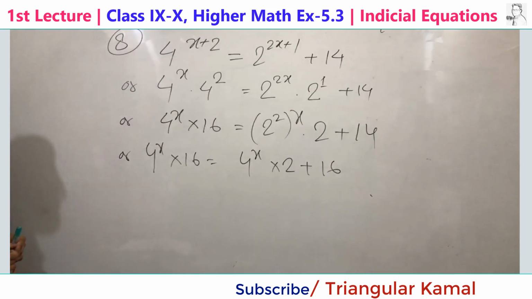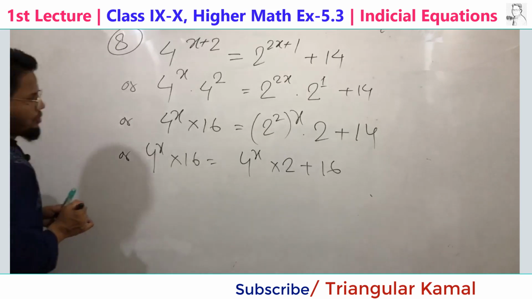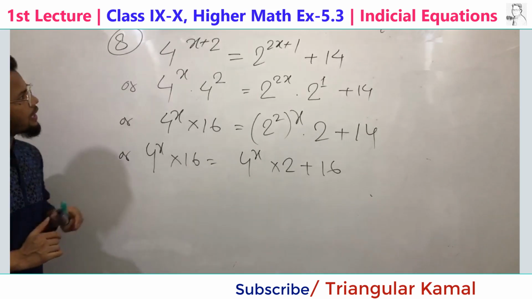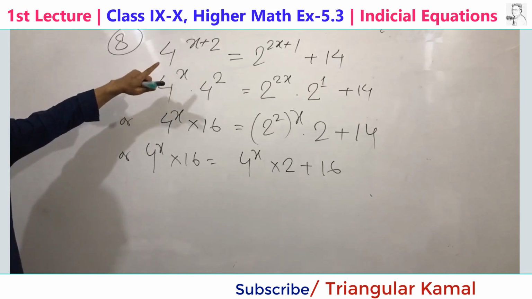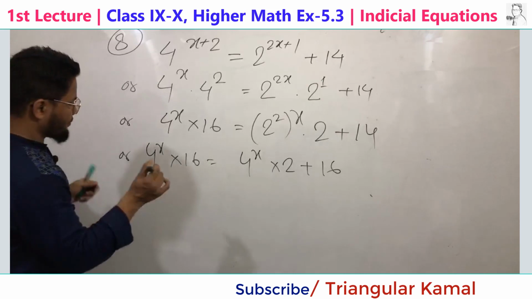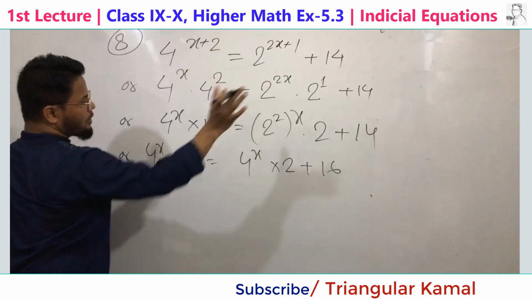So both are the same. So 4 to the power x plus 16 and 4 to the power x plus 2. Just revise again the first line: 2 to the power x, 4 to the power x plus 2 to the power x plus 2, 4 to the power x plus 2 to the power x plus 2 plus 14. So now, first we divided both cases.